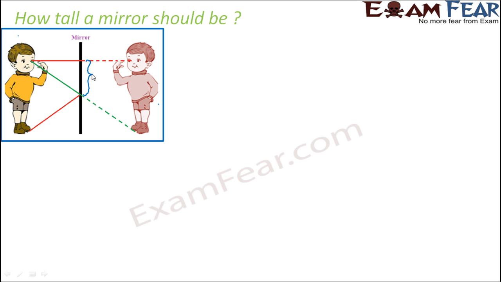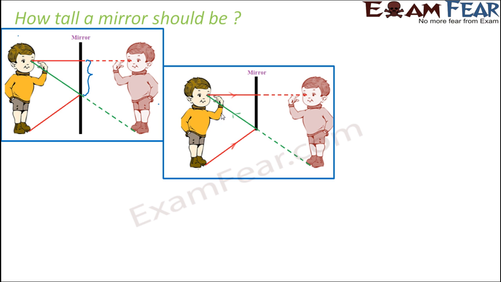So if you have only this much portion of the mirror, you will be able to see your full size image. So in order to view your image, only this much portion of the mirror is required. So that is why you would have seen that the mirror in which you actually see your full size image is not as tall as you are, because that is not needed.